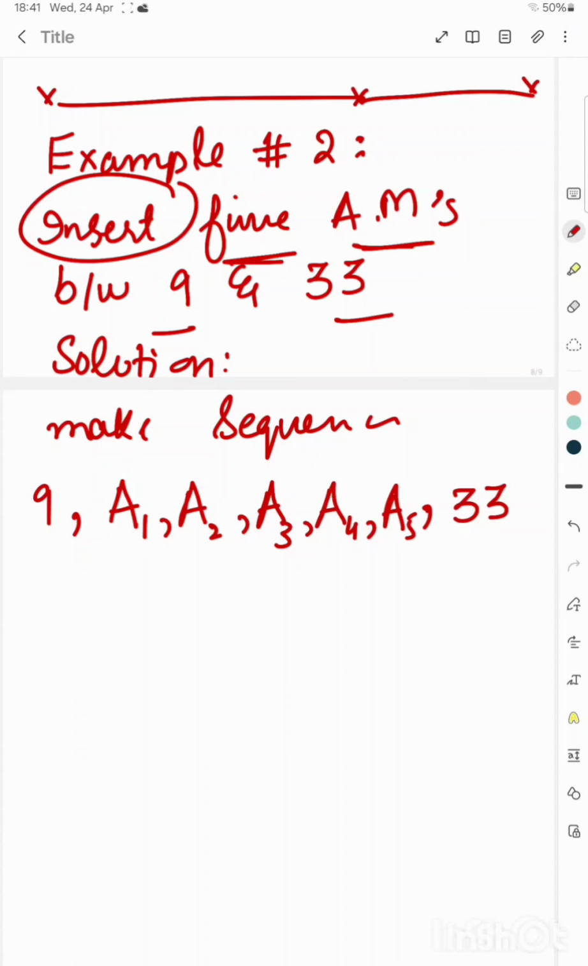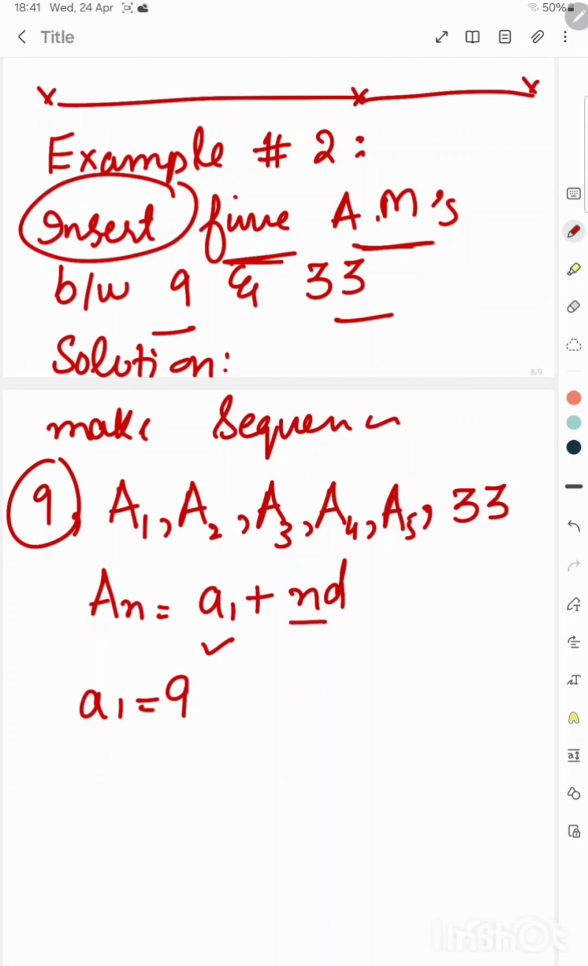Now we have to write the formula which is used for inserting the arithmetic mean between the terms. The formula is, as you remember by the trick AND, an is equal to a1 plus nd. Okay. So here in the formula a1 is given, so a1 is equal to 9.